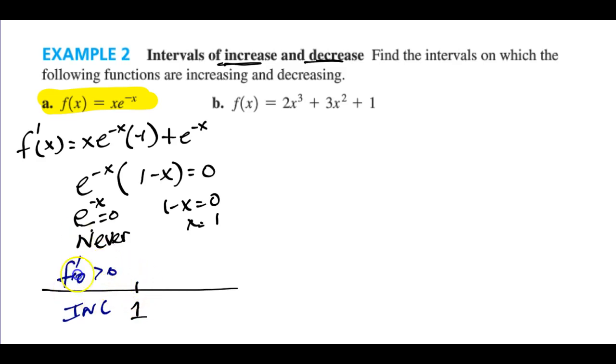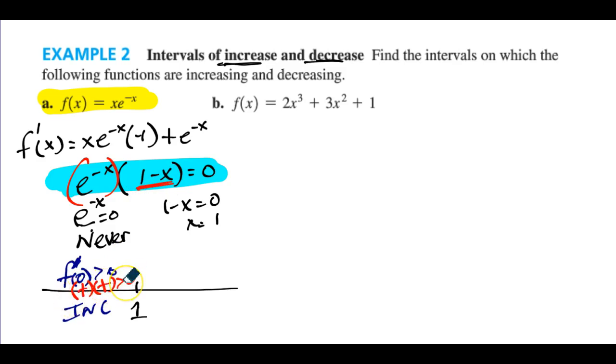Well, 0 would be a good number. And then throw 0, it says, into the derivative. Well, the derivative is right here in blue. So if I throw a 0 in there, this guy right here, e to the 0, is, well, e to the negative 0 is a positive number. And then this guy, if I throw a 0 in here, it's positive. And positive is always greater than 0.